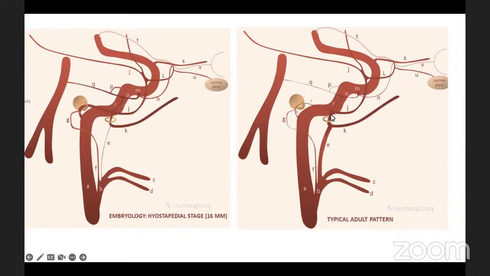And everything depends on this: if there is an embryological variant, we have to look at the foramen spinosum, whether it is small or large, because if it is small, that means there is an embryological origin of the MMA.